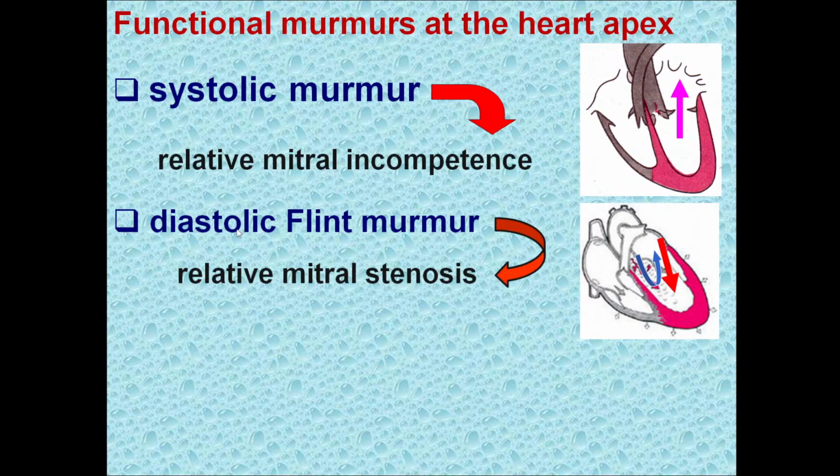Over the heart apex, a patient with aortic regurgitation will have two murmurs, systolic and diastolic, but both murmurs are relative because they are not connected with anatomic defect.